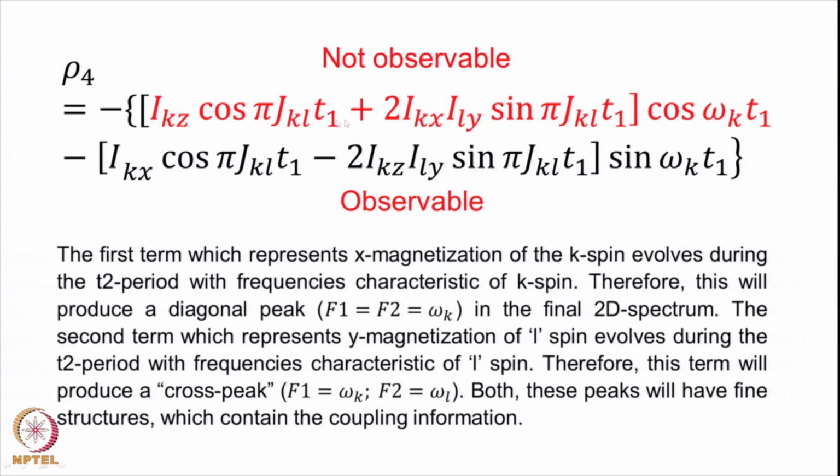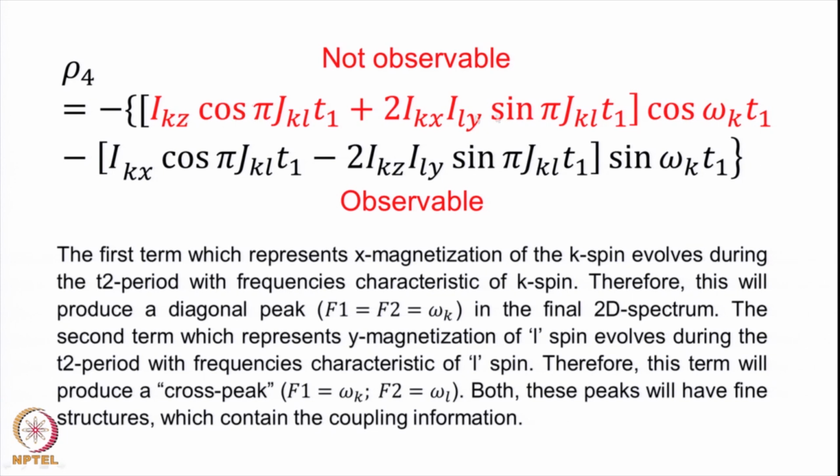You notice that these operators do not lead to observable magnetization during the t2 period, because next we are going to have evolution during the t2 period. Whatever is observable there we are going to retain, and what is not observable we will ignore, because it is not going to lead to any signal.